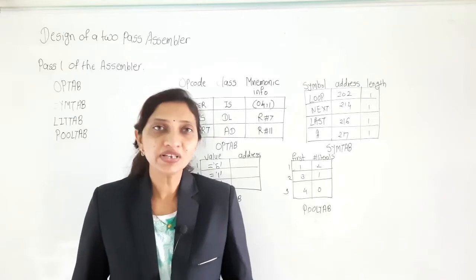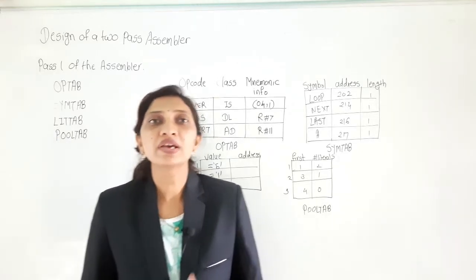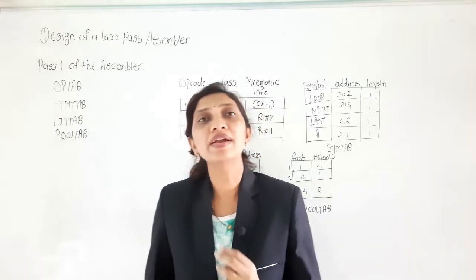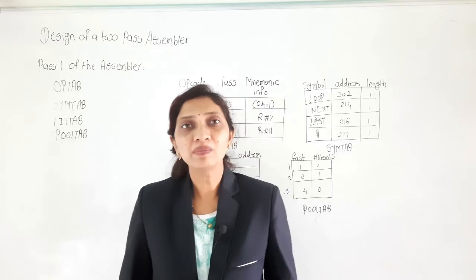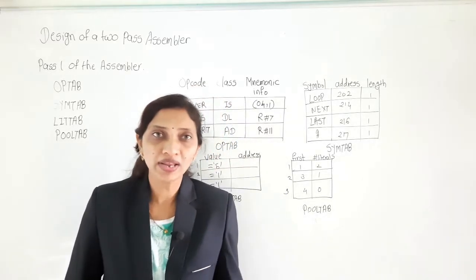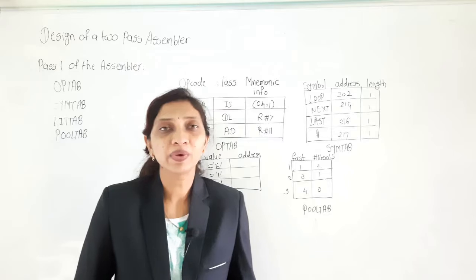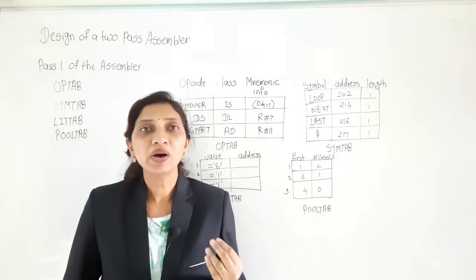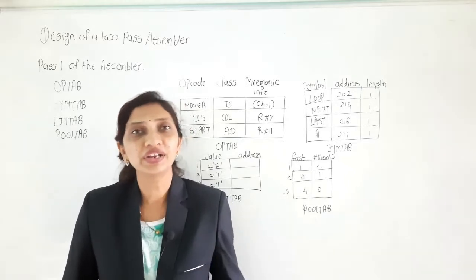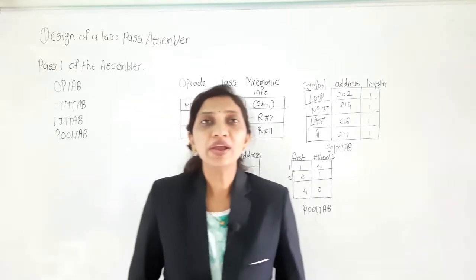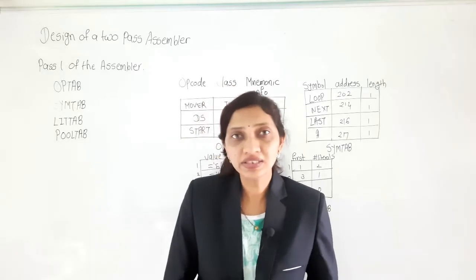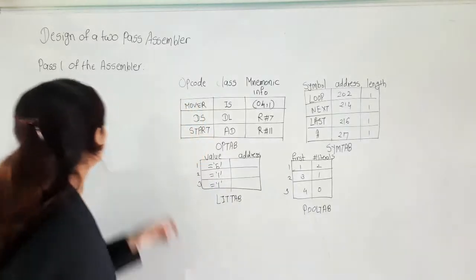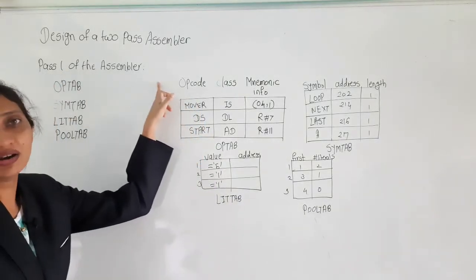Which are they? The first task is to separate the symbol, mnemonic opcode and operand field. The second is to build the symbol table. Third, perform the location counter processing, and fourth, to construct the intermediate representation. And during the second pass, we synthesize the target program. Now, first we learn about pass 1 of the assembler.